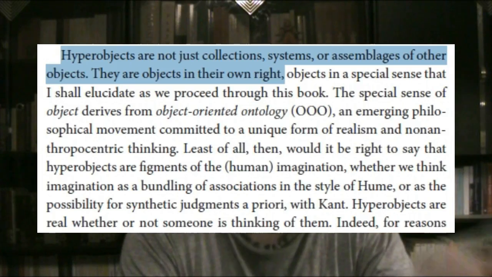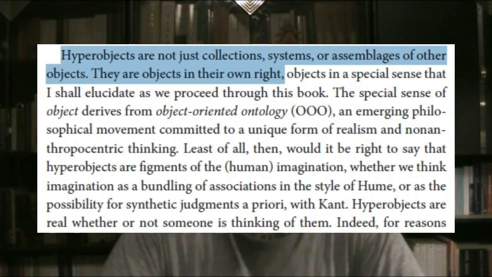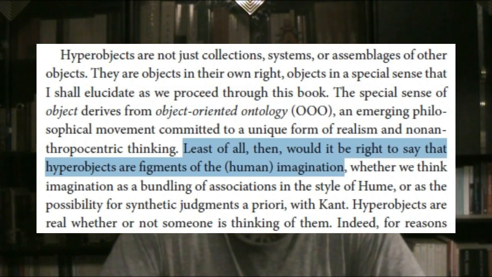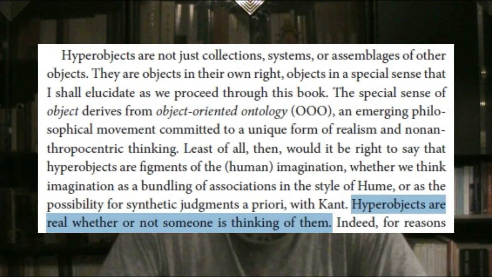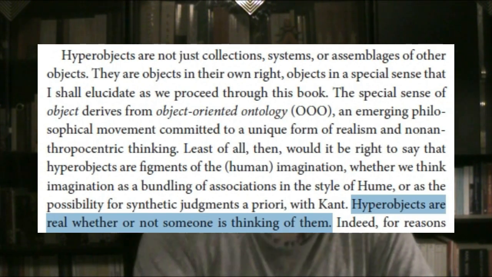These new forms of art and the hyperobjects, which for Morton aren't just some things that we make up. It's not just a matter of perception. Hyperobjects do exist objectively, you know. To quote, "hyperobjects are not just collections, systems, or assemblages of other objects. They are objects in their own right. Least of all, then, would it be right to say that hyperobjects are figments of the human imagination. Hyperobjects are real whether or not someone is thinking of them." So hyperobjects, they are real, and they present a new challenge to philosophy.